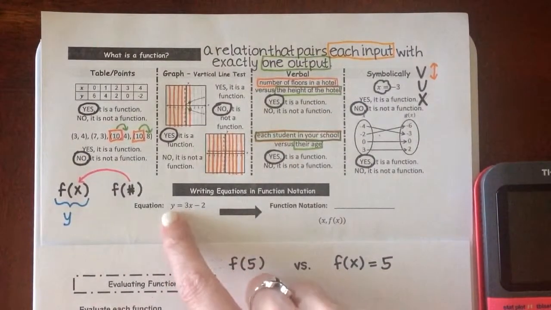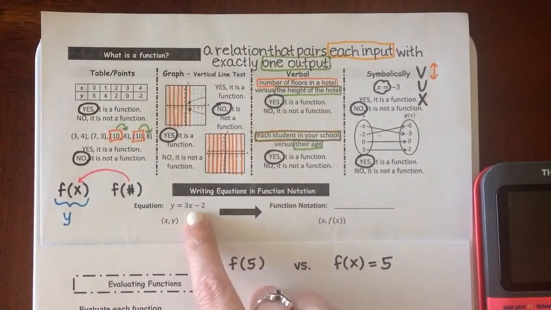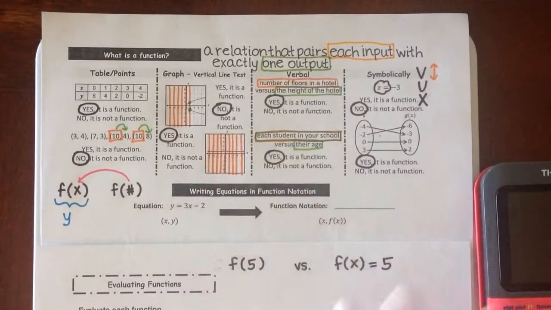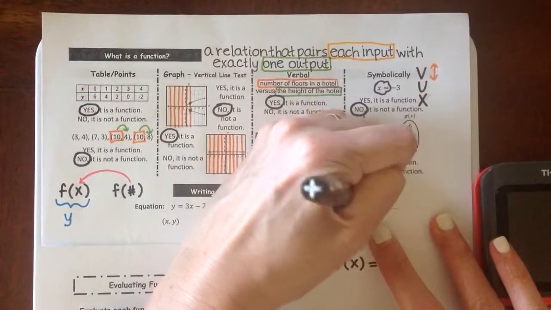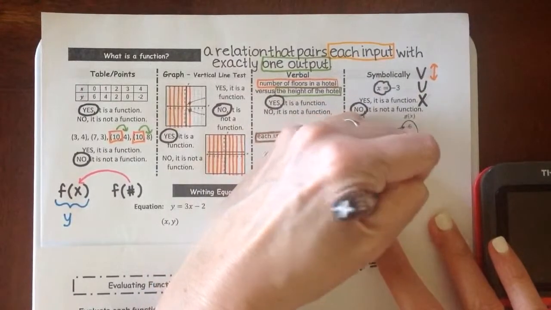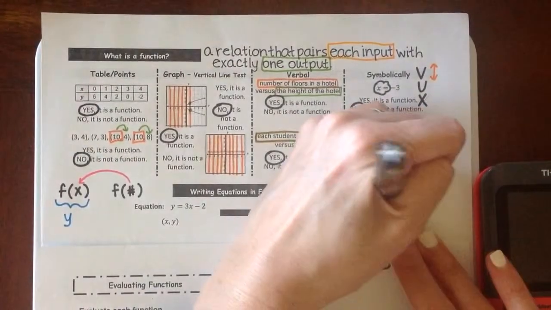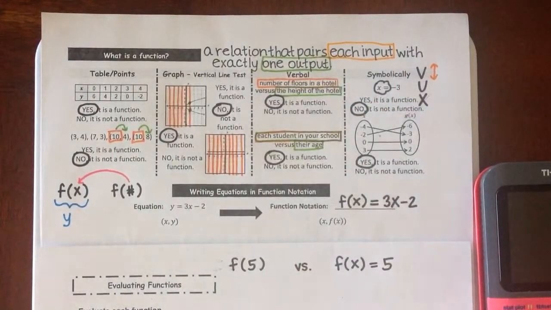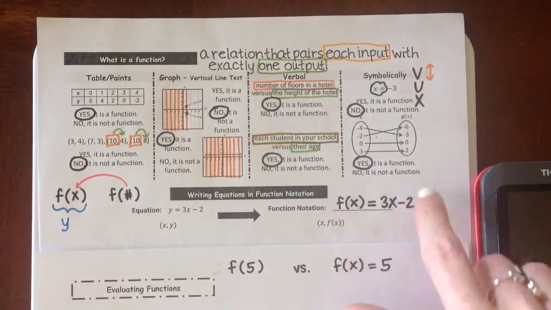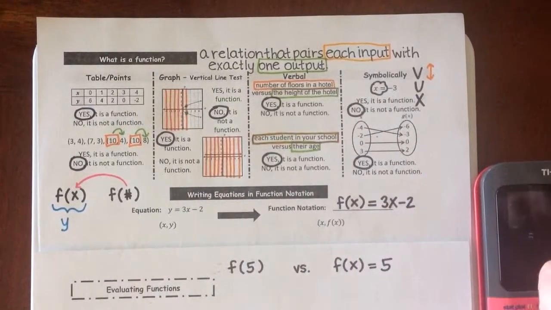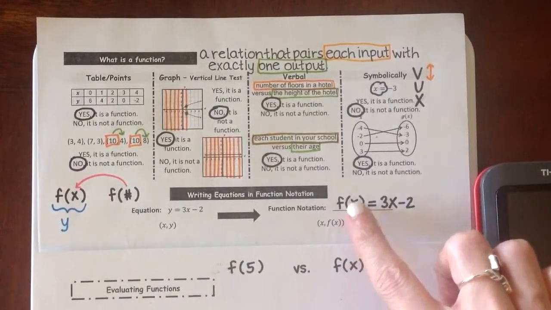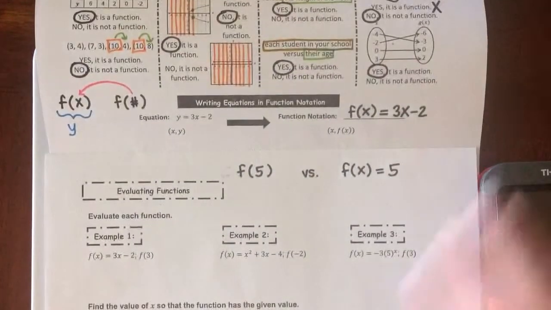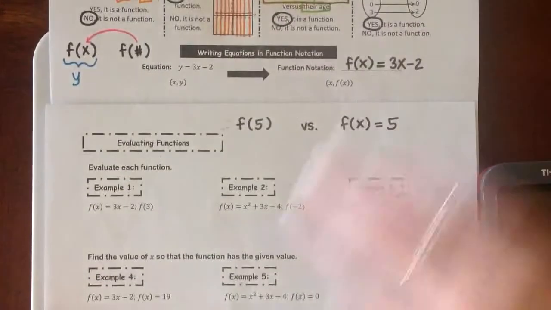So we're going to take this equation, y equals 3x minus 2, and we're going to write it in function notation. What we're going to do is just replace y with f of x, and then keep 3x minus 2 the same, okay? And if I wanted to figure out what this function rule tells me for a y value when x is 5, I would put the 5 in parentheses here. So we're going to look at evaluating functions now that we've reviewed function notation.